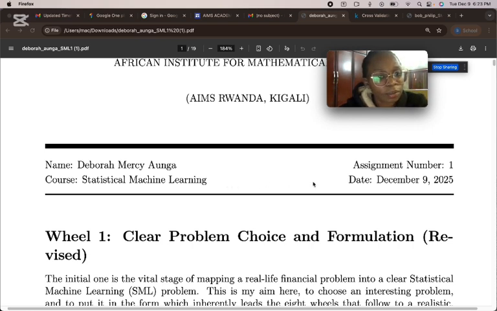Hello everyone, I'm Debbie and today I want to show you how we truly master machine learning by breaking down the process into 9 steps of the SML wheel framework.